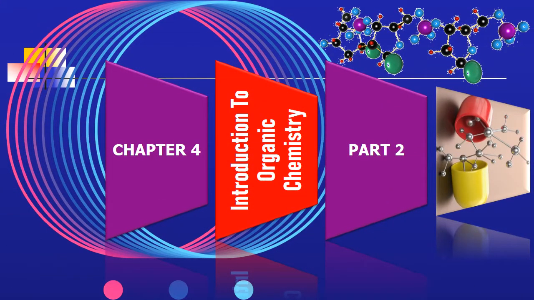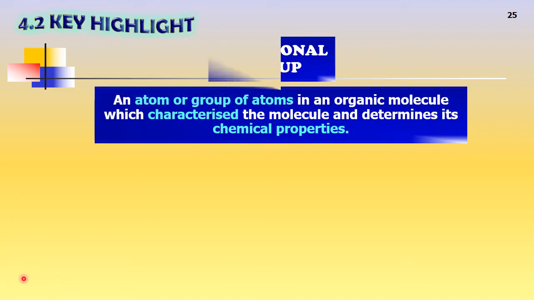In this video, I will be presenting part 2 of Introduction to Organic Chemistry. Every organic compound has one or more functional groups. The term functional group refers to an atom or group of atoms in an organic molecule, which characterize the molecule and determines its chemical properties. Next, I'm going to show some examples of functional groups to relate to the meaning of the term.